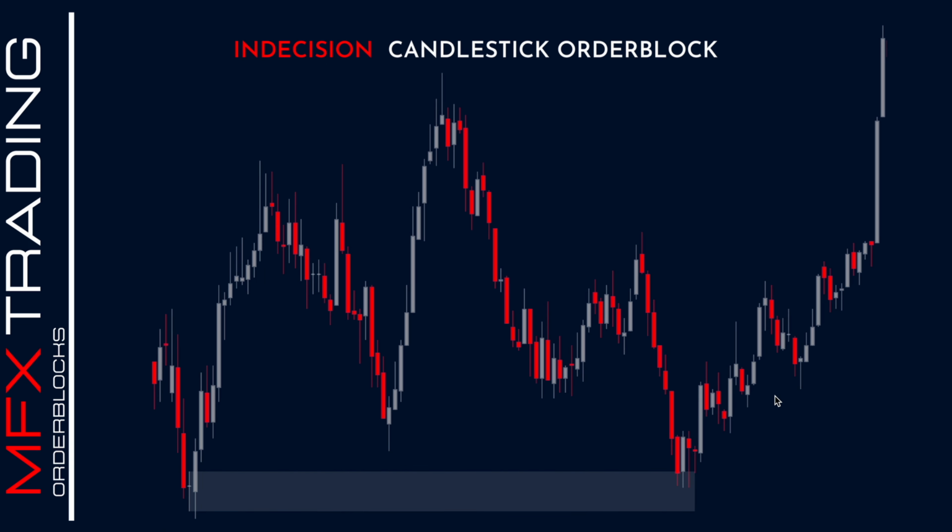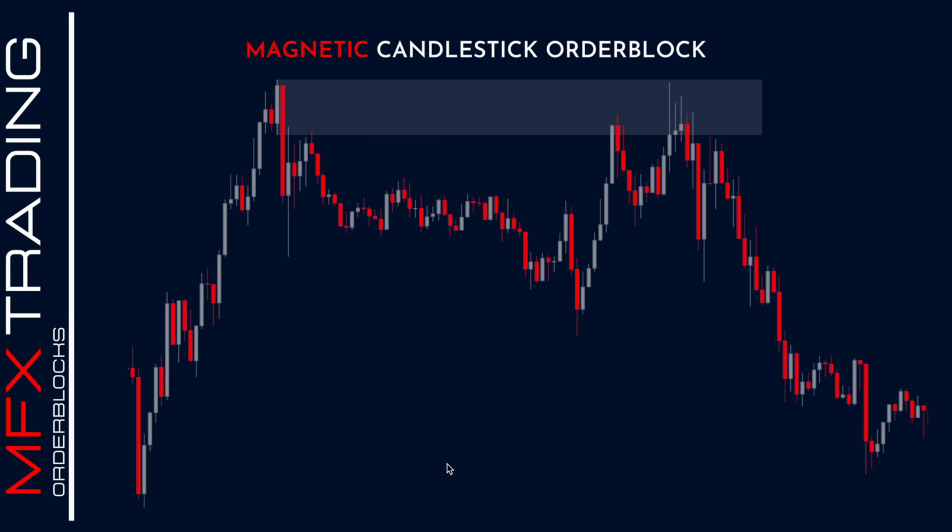Then the third form, the indecision candlestick order block. This is an order block that has a lot of indecision in the markets. And the market didn't know where to buy or to sell. Eventually, the price got up with momentum. So this is our indecision candle and this forms our order block.